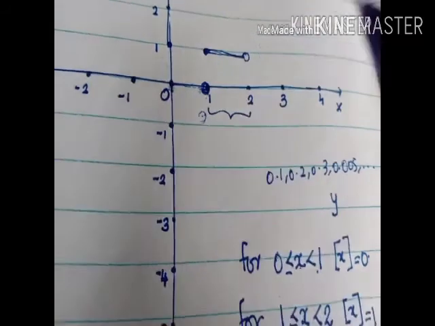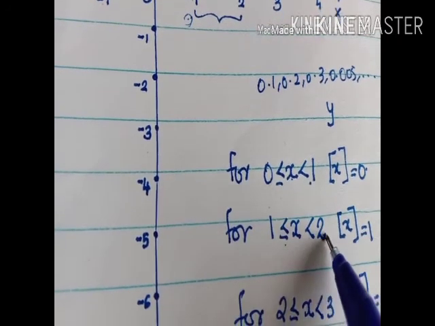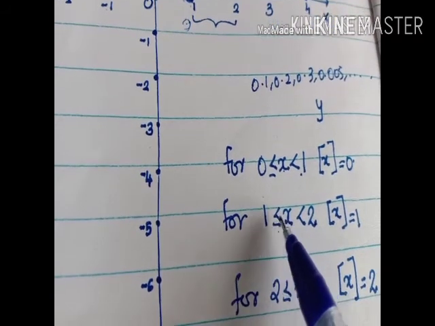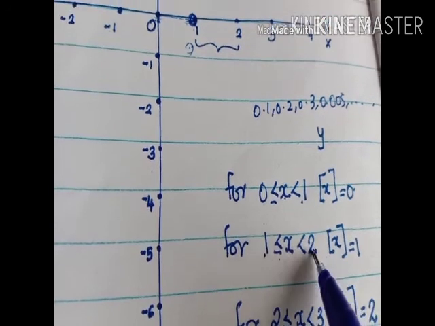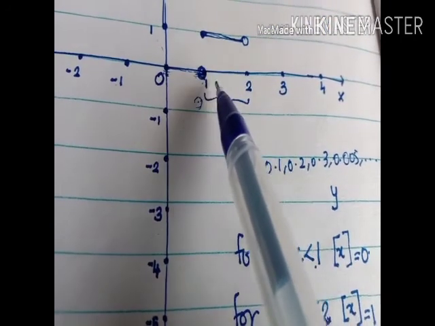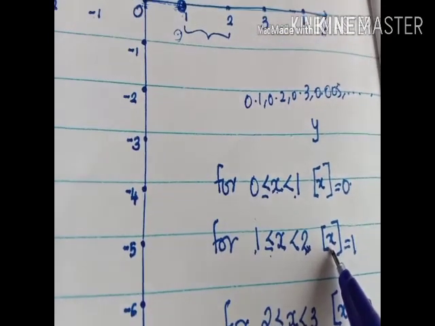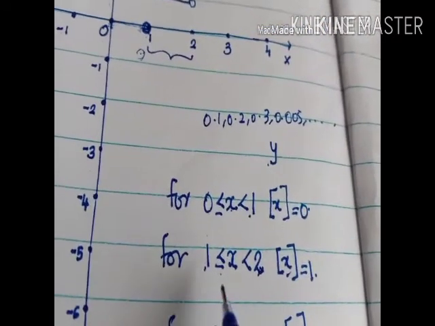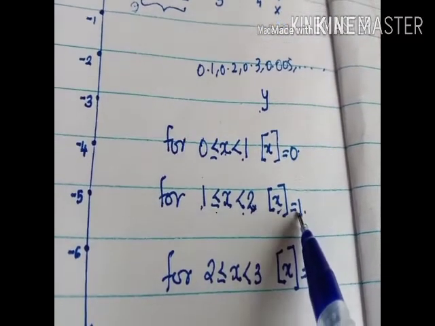Now in this interval, 1 ≤ x < 2, the value of x lies between 1 and 2, including 1, excluding 2. So in this interval, the greatest integer function value, or y value, becomes 1. Or simply we can say, for these x values, the y value becomes 1.